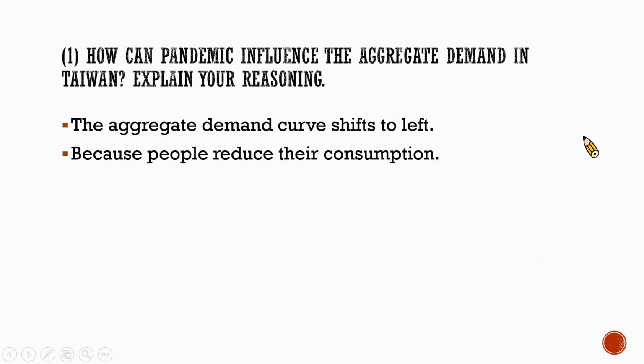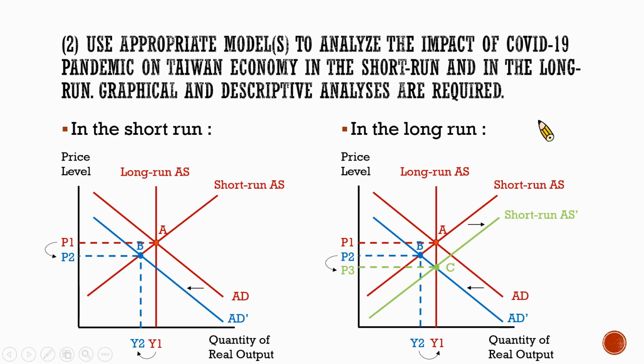It is because people seldom go outside and therefore reduce the consumption of certain industry, such as petroleum industry, tourism, and catering. I'm going to use models to analyze the impact of COVID-19 pandemic on Taiwan economy in the short run and in the long run. In the short run, as mentioned before, the demand decrease and the aggregate demand curve shifts to the left. The equilibrium point moves from A to B.